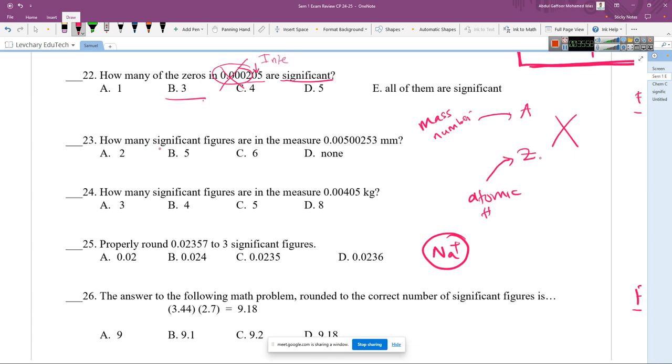6 significant digits. Okay, let me count: 1, 2, 3, 4, 5, 6. So 6, right? Yes. And how many significant figures are in the measurement? 3. Why? Because the interior zero counts as 1 and these are 2 non-zero digits, right?